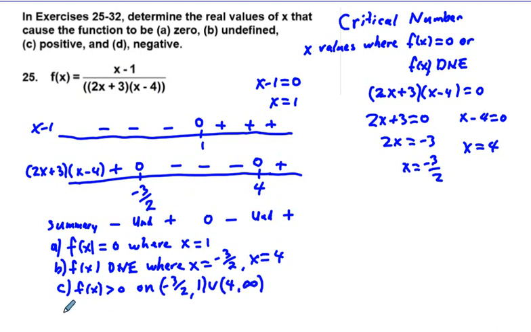And finally D, f of x is less than 0 on, well, the first negative we see here is for greater than negative infinity all the way up to x equals negative 3 over 2, and also between x equals 1 and x equals 4.